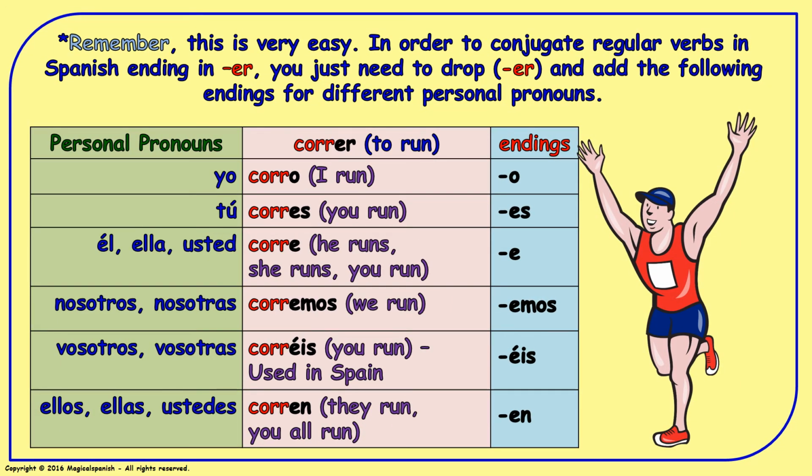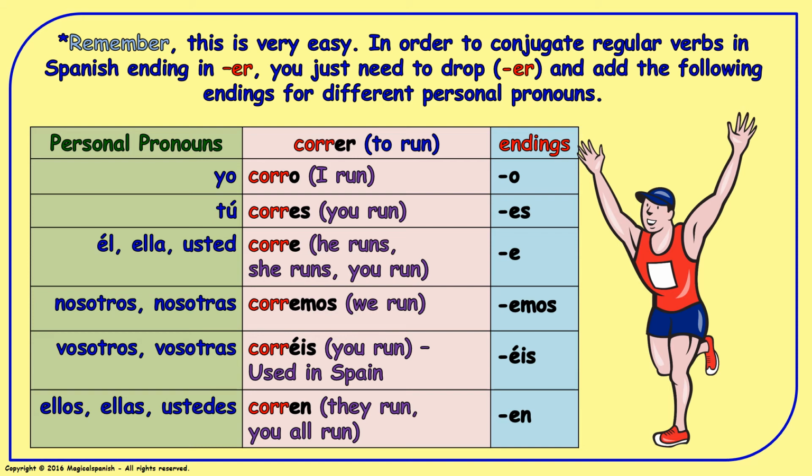One more time. Remember, this is very easy. In order to conjugate regular verbs in Spanish ending in ER, you just need to drop the ER ending and add the following endings for different personal pronouns. And now we have another different verb. We have correr, to run. And let's begin with the first personal pronoun, yo.